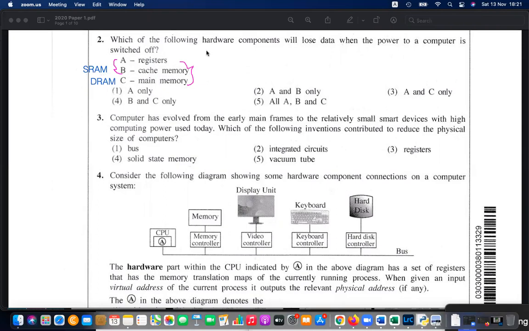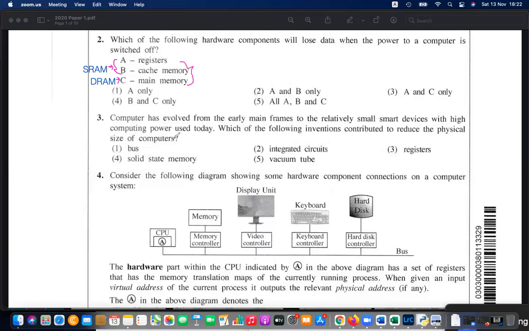The difference between SRAM and DRAM? Any idea? Which is faster, SRAM or DRAM? SRAM. SRAM is fast. Which is costly, SRAM or DRAM? Again SRAM, right? SRAM is costly. SRAM is faster. SRAM is costly.